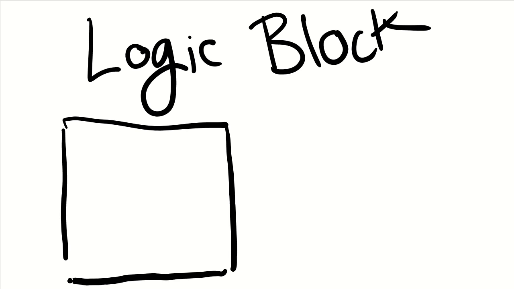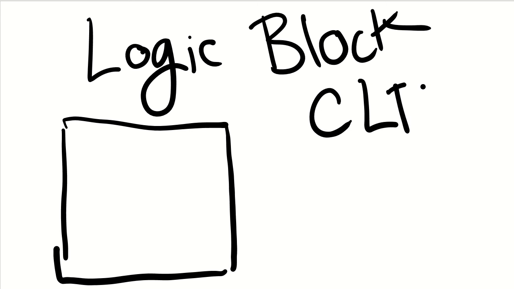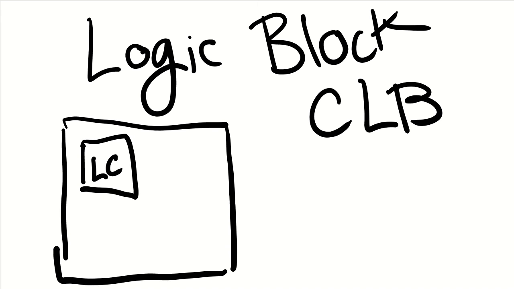What is a logic block? It contains the logic elements that basically implement your design. It's also known as a configurable logic block, or CLB. You see CLB a lot. The logic block by itself contains logic cells. Now, a logic cell is basically a small group of basic logic elements.